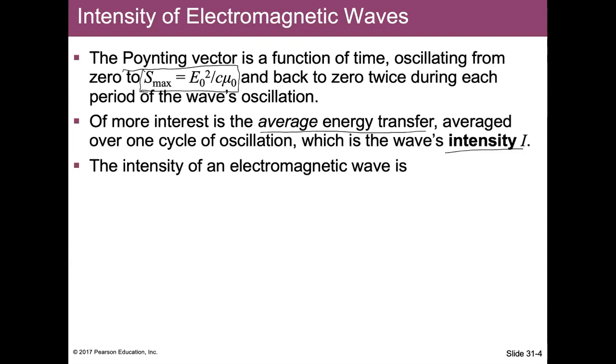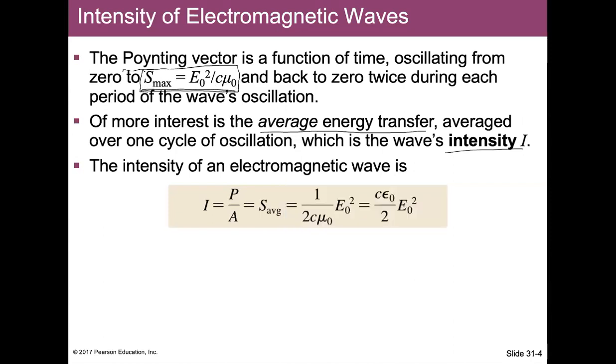So the intensity of an electromagnetic wave, we know intensity is power over area. So the intensity equals the power over the area, and that's going to be equal to S average, where S, again, is in watts per meter squared. It is the rate of energy transfer per unit area. So it is the power over the area. So it's the S average, and the average will just be 1/2 of S max. So it will be 1/2 of E naught squared over C mu naught, which we can also rewrite then as C epsilon naught over 2 E naught squared.